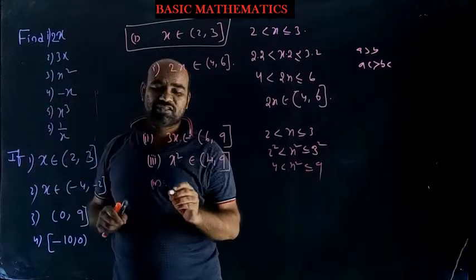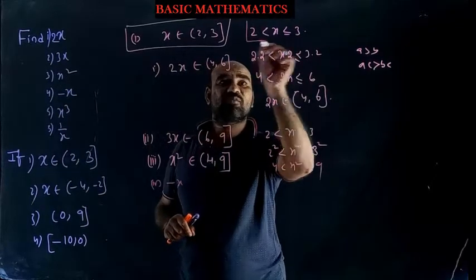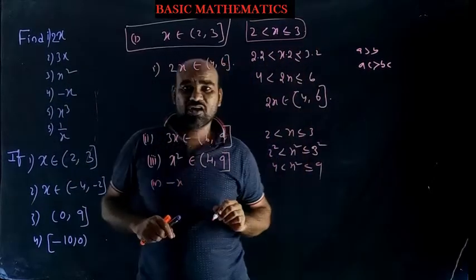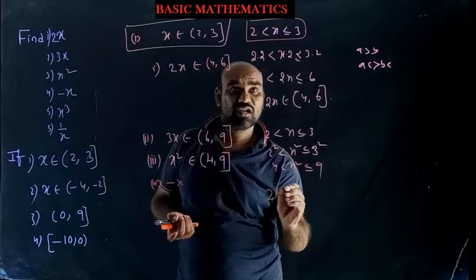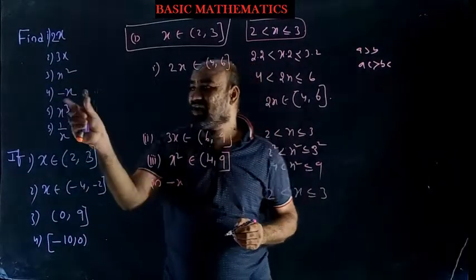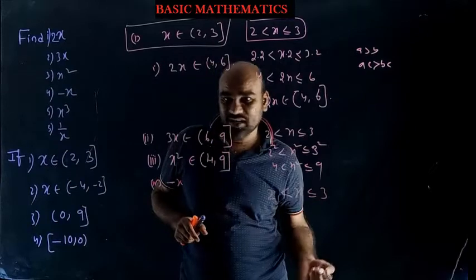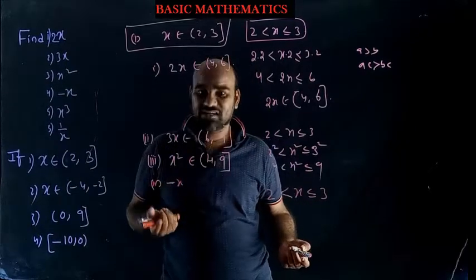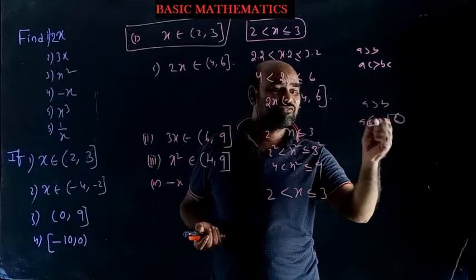So next one, this is first, second, third, fourth, next. Minus x is important, minus x you want. Means each element of the set should be multiplied by minus 1. Automatically the inequality will alter. Observe here. 2 less than x less than or equal to 3. But I want minus x. I want to multiply all sides of the inequality by minus 1. Automatically the inequality will alter.